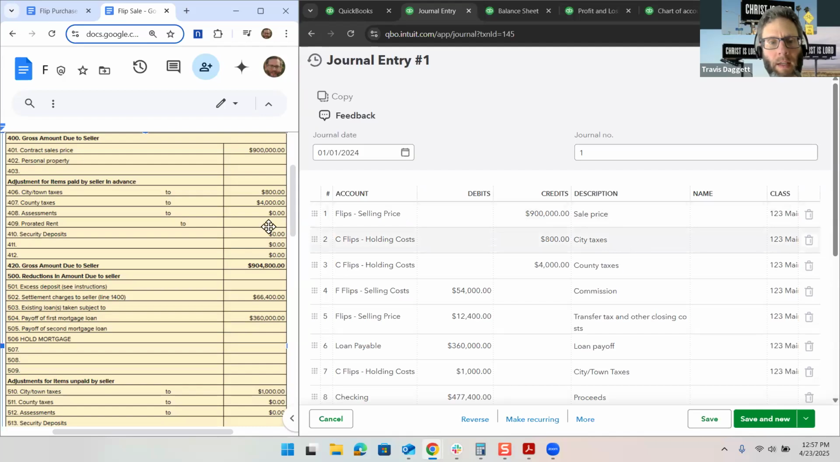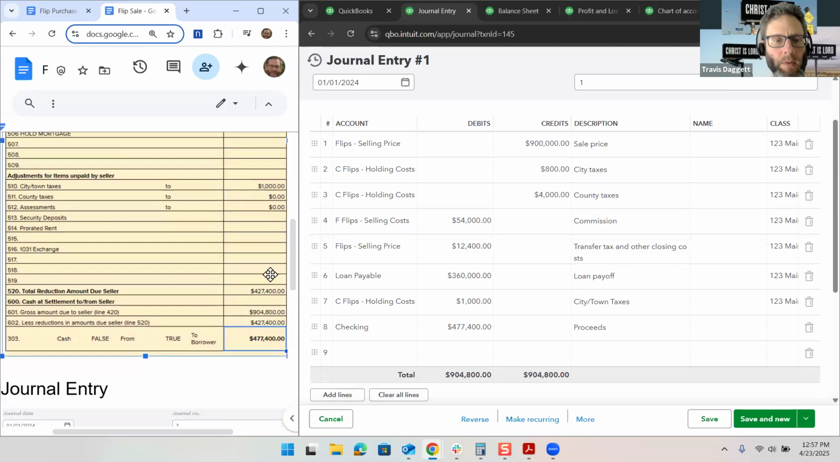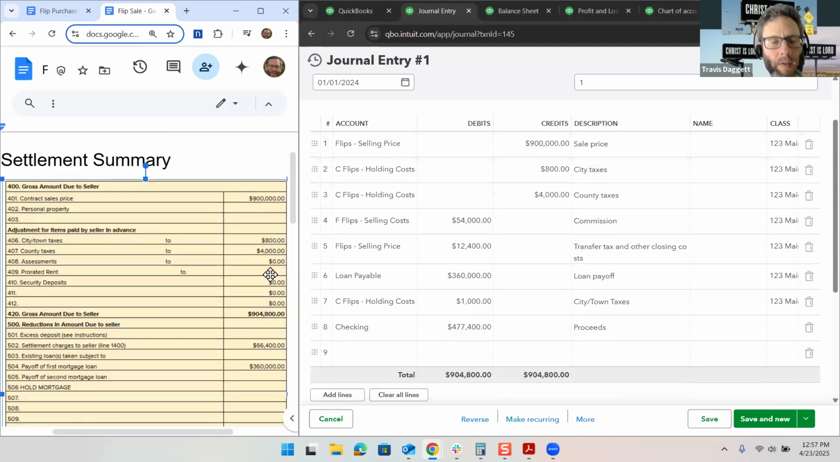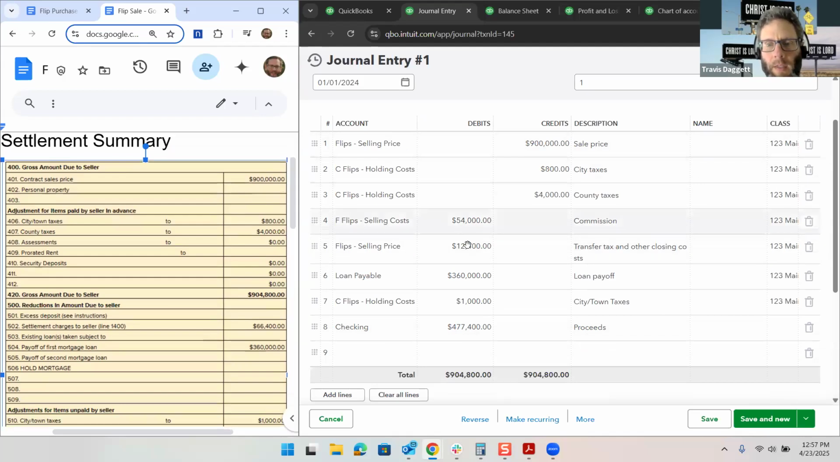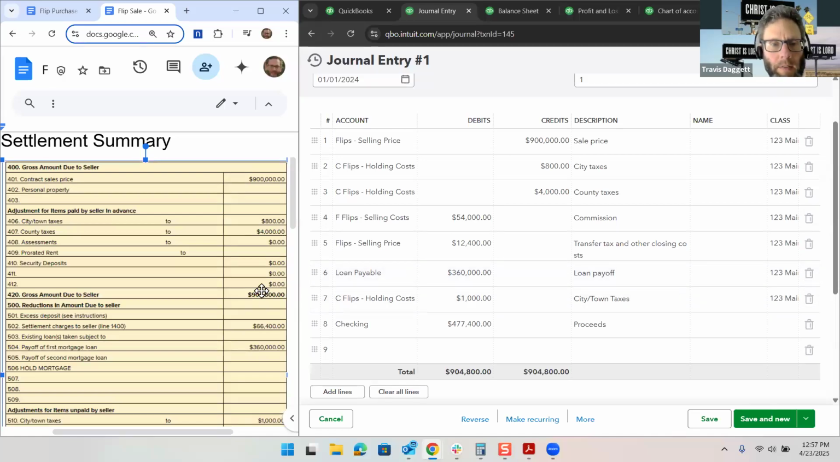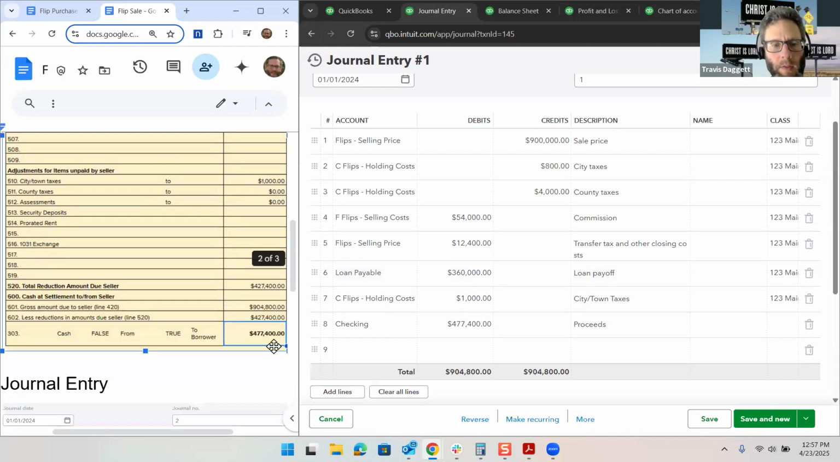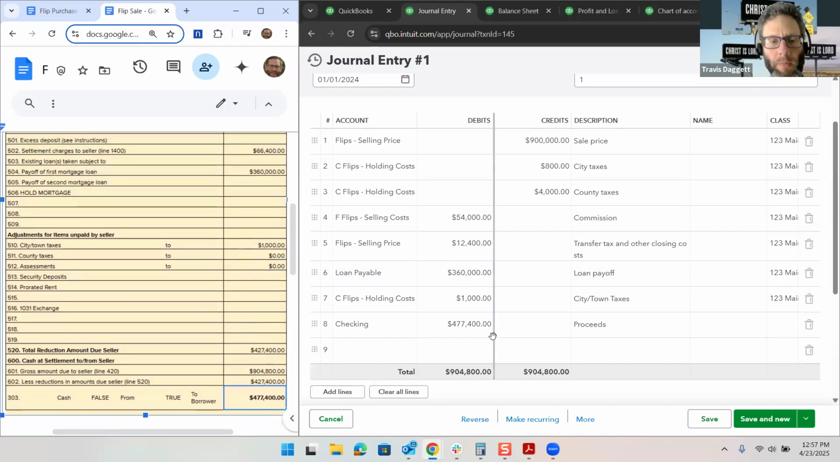Taxes. City taxes, there's 800. The county taxes, the 4,000. Commission, it's a pretty big chunk, so good to separate that out. That would be on the second page there. And then transfer and other closing costs. And then we have our loan payoff right here. So we're debiting that to clear it. And then we have city county taxes right here. We're debiting our cost of goods sold account. And then the proceeds would be the cash due right here to the seller, which should match, and it does.